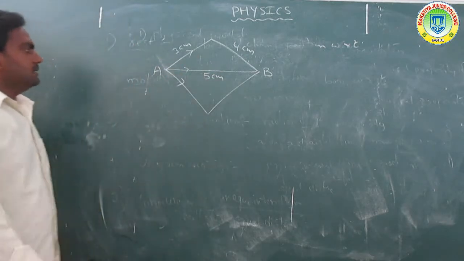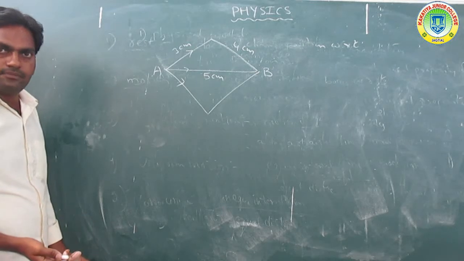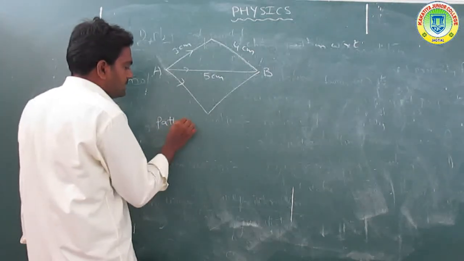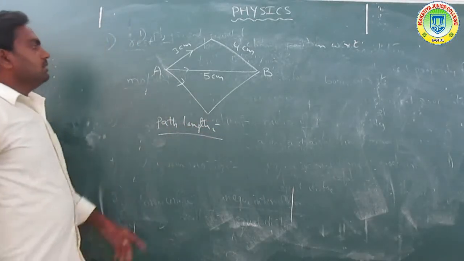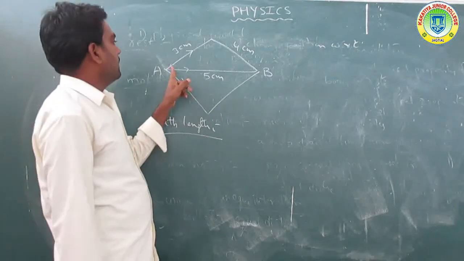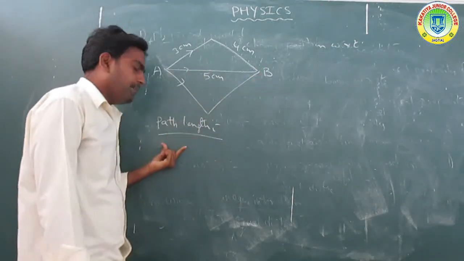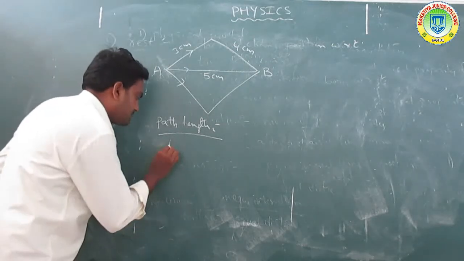Okay, clear that? So here, for the body, what is the displacement? What is the distance? What is the path length? First of all, let's discuss the topic of path length. The distance covered between the 2 points is called the path length.